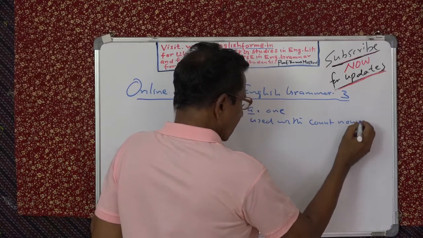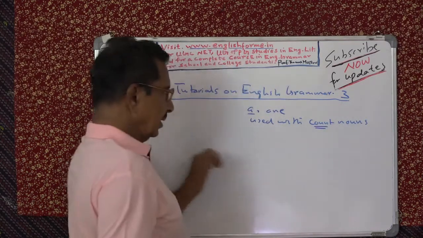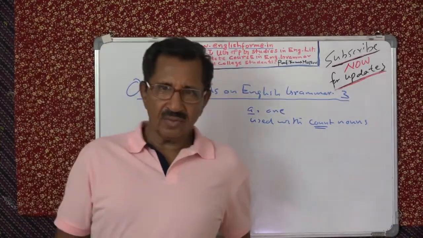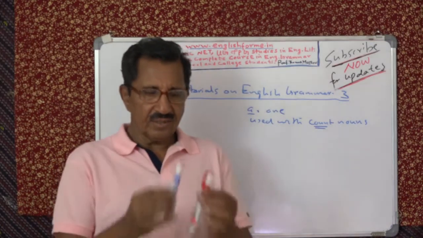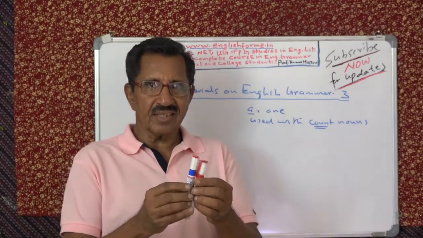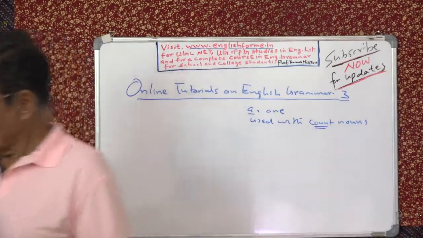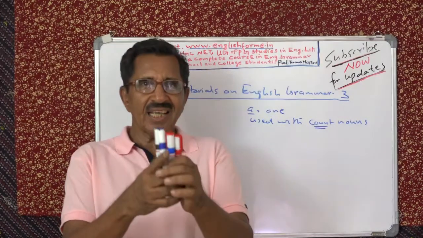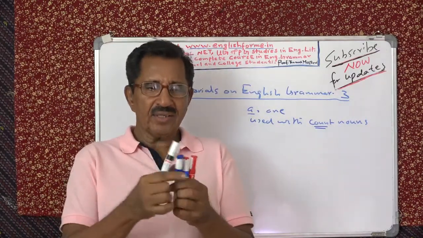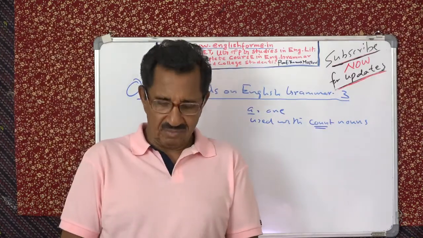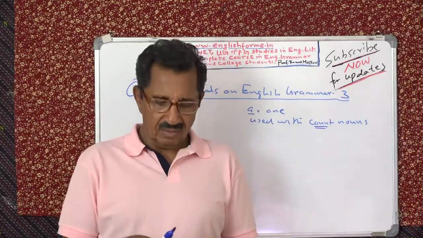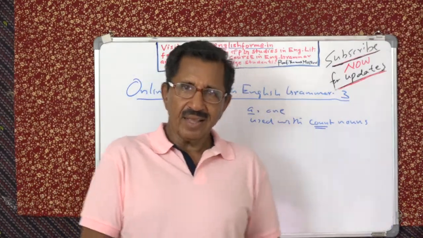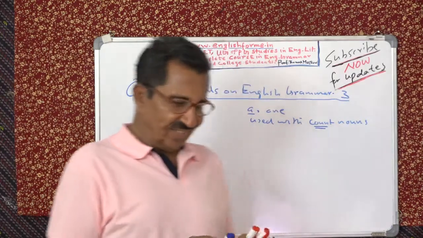Now count nouns, you can take numbers 1, 2, 3, 4, 5. For example, see, this is 1, and this is 2. I have 2 more pens, I will show you. That is 3, 4. So pen is a count noun. You have a ball. Suppose you have got 5 balls, 1, 2, 3, 4, 5. That is a count noun.